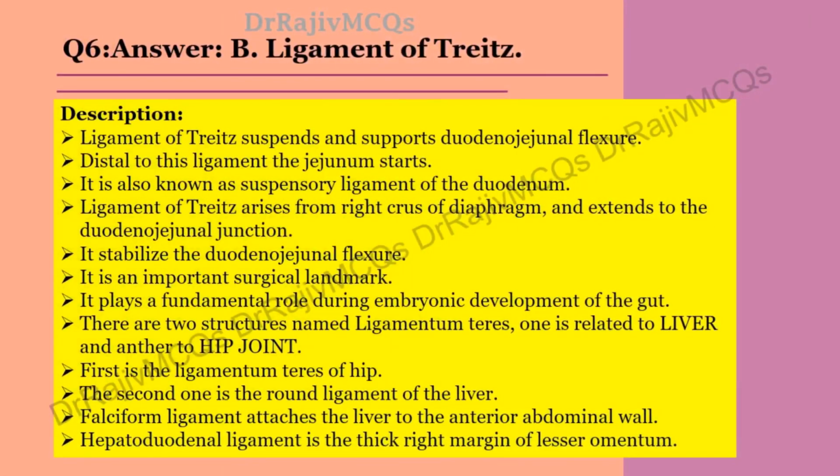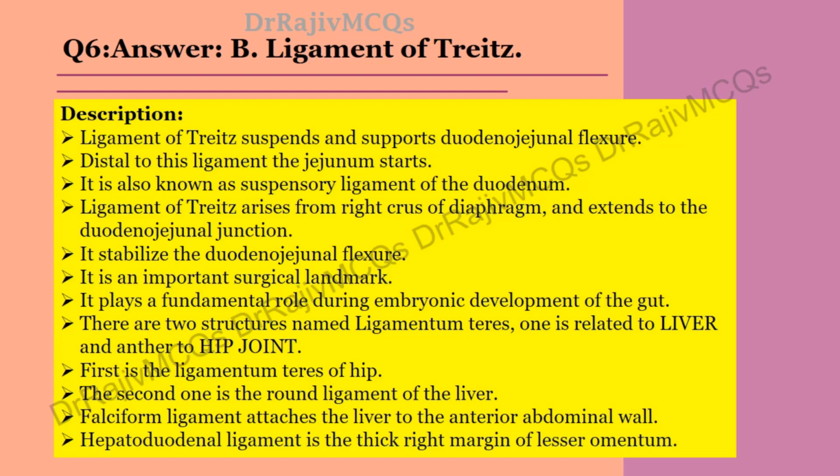The correct answer in question number 6 is option B. The ligament of Treitz suspends and supports the duodenojejunal flexure. Distal to this ligament, the jejunum starts. Anatomy and location of the ligament of Treitz helps clinicians, surgeons, and radiologists a lot. It is also known as the suspensory ligament of the duodenum.